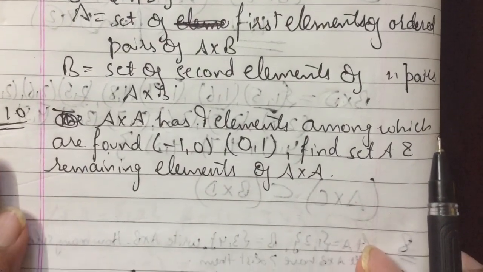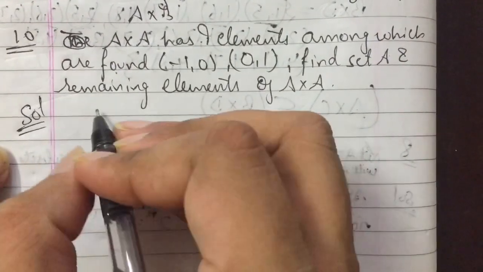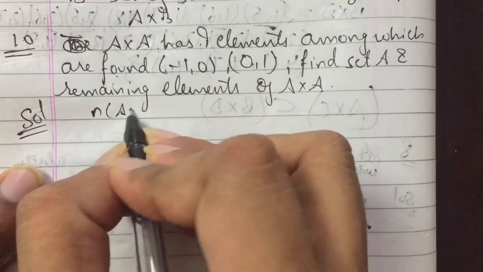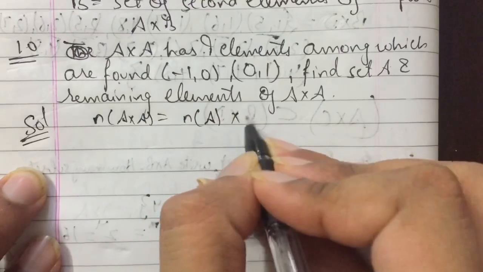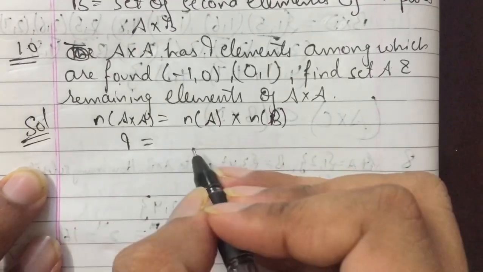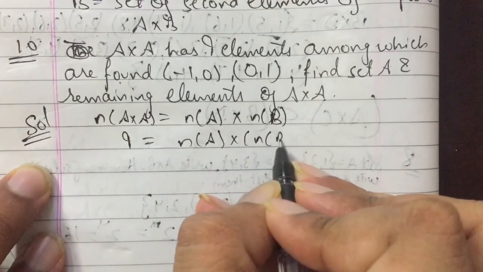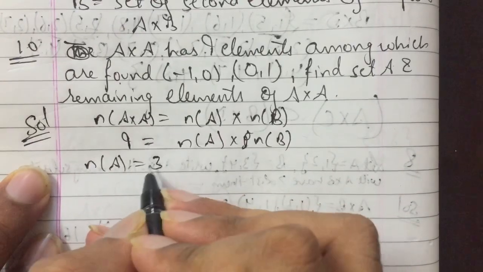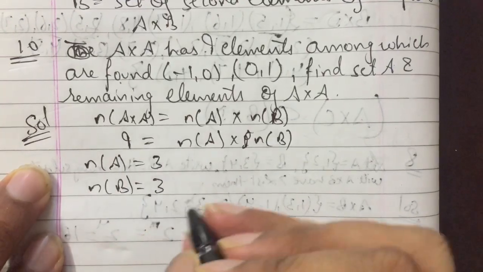A cross A has 9 elements. So the number of elements in A cross A is equal to the number of elements in A times the number of elements in B, right? So if it is 9, then the number of elements in A times the number of elements in B is 9. So how many elements should A have? A should have 3 elements. And how many elements should B have? B should also have 3 elements, right?